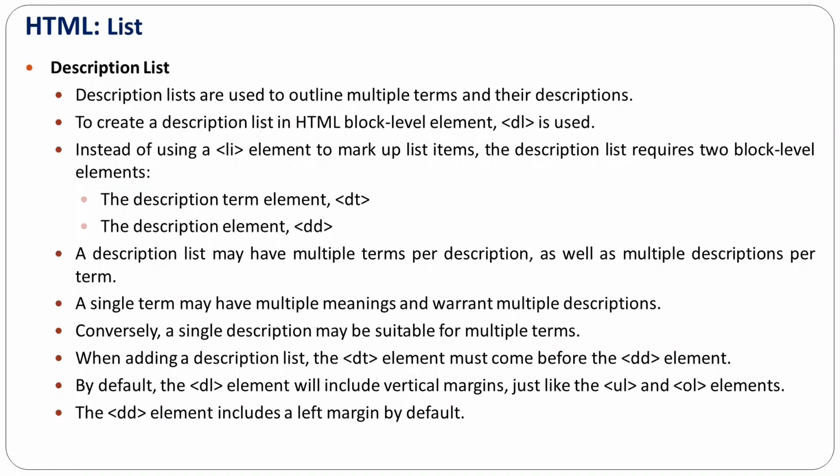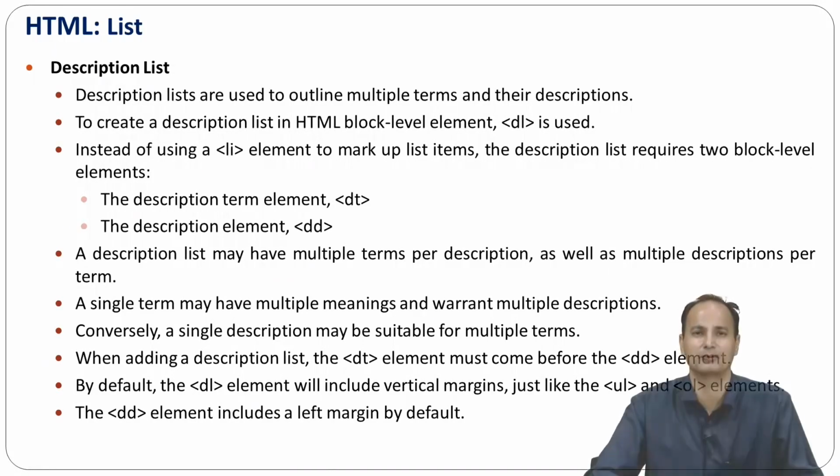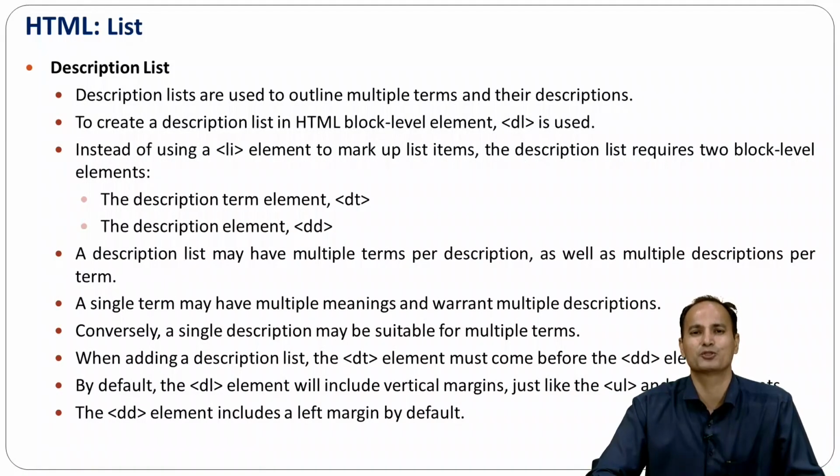Then the third one is the description list. The first one was the unordered list, the second one was the ordered list, and the third one is the description list. Description lists are used to outline multiple terms and their descriptions. To create a description list in HTML, the block level element DL is used. In the unordered list UL was used, in the ordered list OL was used, and in the description list DL is used. Instead of using the li element to mark up list items, the description list requires 2 block level elements: the description term element, that is DT, and the description element, that is DD.